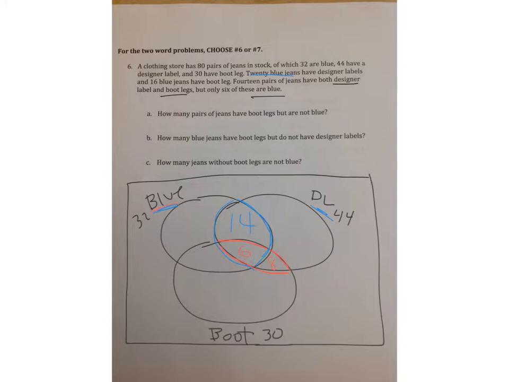So now we have 16 blue jeans have bootleg. So now we've moved back down here. Blue and bootleg. So this has to be 16, but if there's a 6 already in the center, 16 minus 6 gets you to 10. Let's see how this is going so far. So now we have to figure out what's left over. What's in here, here, and here.